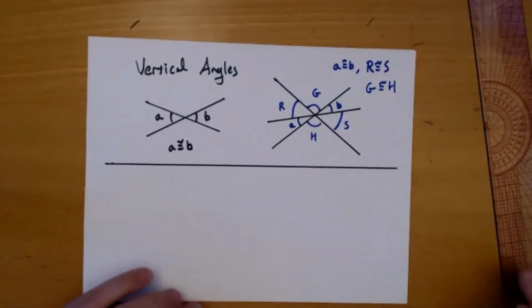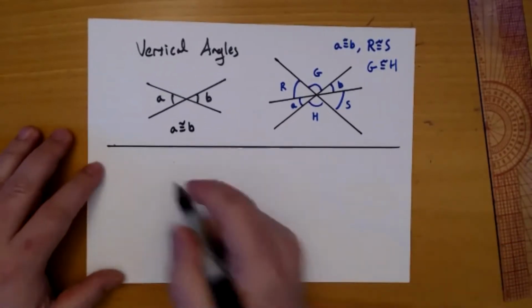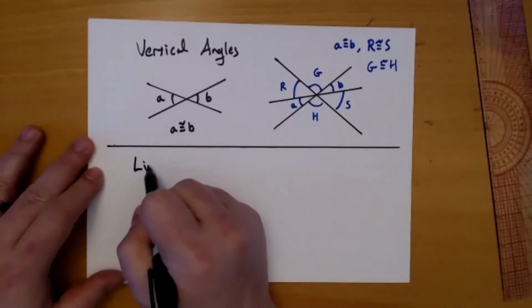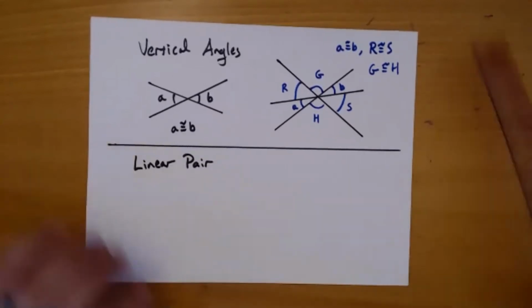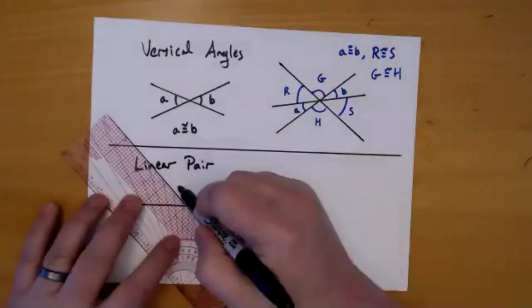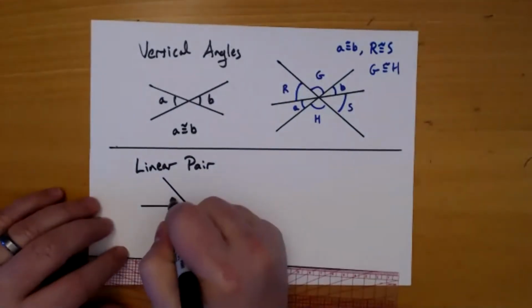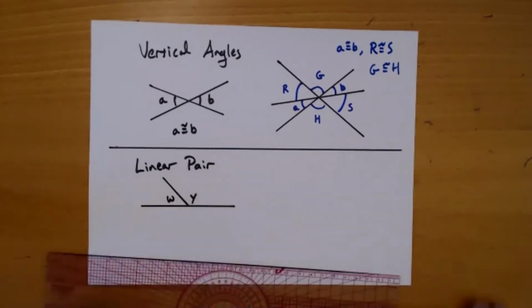Okay. Now, the other pair that you need to be able to find, or identify when you see them, is a linear pair. The simplest example of what a linear pair looks like is these two. Let's call this W and Y. Those two make a linear pair.